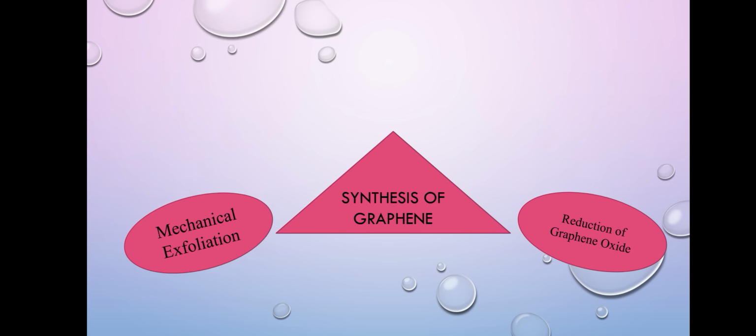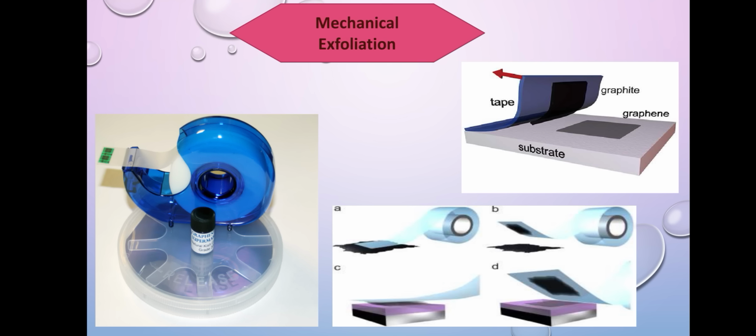Let's move toward the synthesis of graphene. There are two methods in which you can synthesize graphene: mechanical exfoliation and reduction of graphene oxide. Mechanical exfoliation. You can create graphene in a simple way. Let's take a sheet of paper or tape, and you can take a lead pencil and rub the tip of the pencil on the paper or any other material.